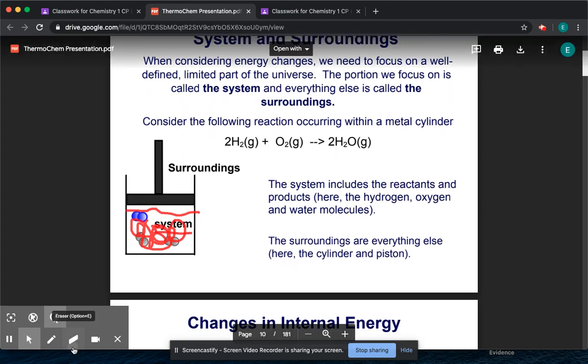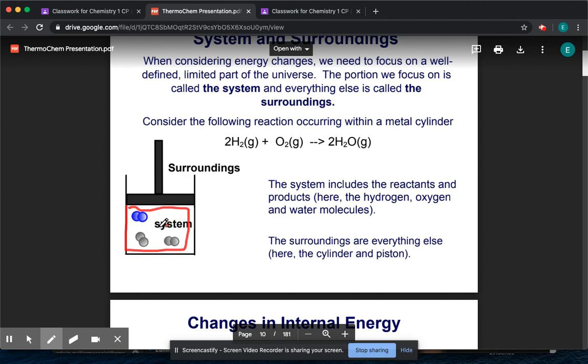So here's our system. Here they have a gas system. They have oxygen gas and hydrogen gas, and that's going to make water. So they're reacting inside of here. This is our container. They're reacting inside of here. Everything else is the surroundings. If they get hotter as they react, then energy is being released. If they get colder, that means energy is being absorbed. The surroundings are everything else. That does not include the hydrogen, the oxygen, and the water. So the piston, the beaker, everything else is considered the surroundings.